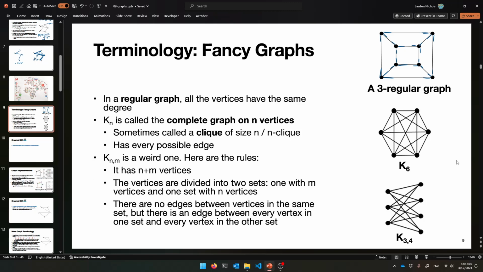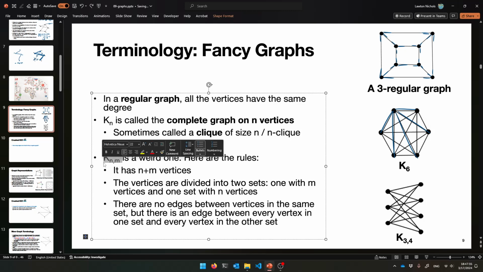So this is K6, the complete graph on 6 vertices. There are 6 vertices, there they all are, and every possible edge that could possibly be there is there. This guy is connected to every single vertex, and same for everybody else. They all have an edge to get to everybody all at once, right? That's the complete graph. Can't get any more complete, yeah?